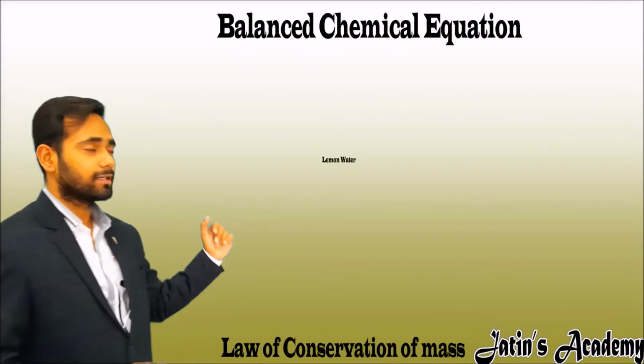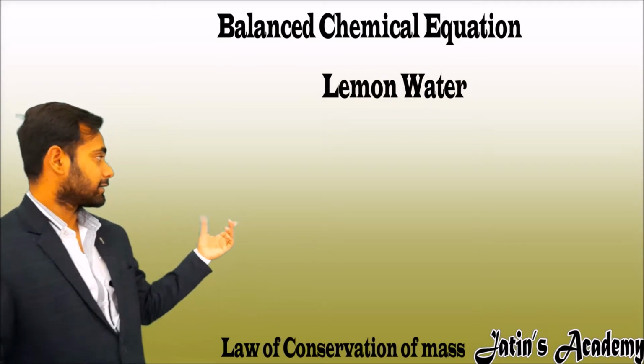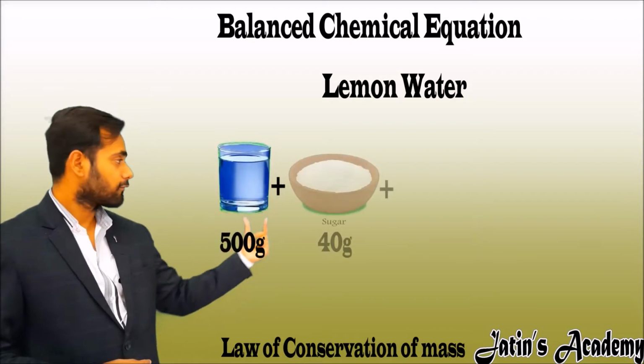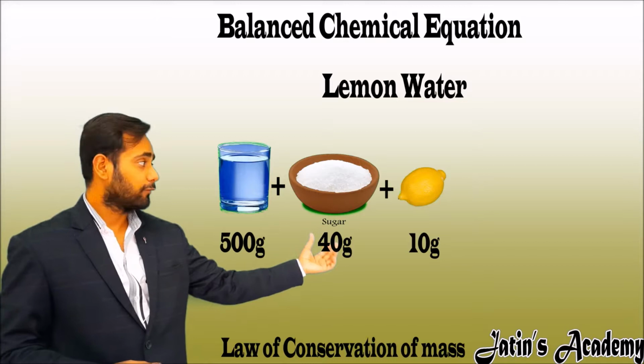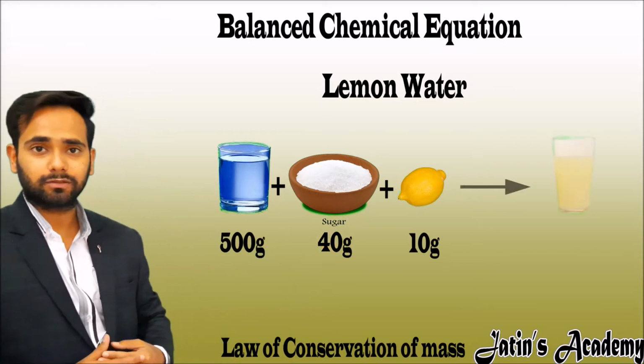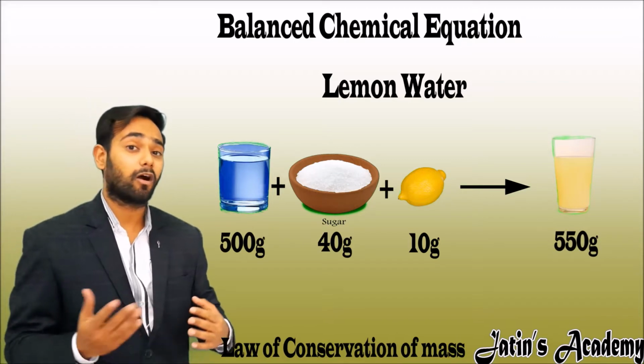Now let us make lemon water. We know how lemon water is made. Take 500 gram of water, 40 gram of sugar, 10 gram of lemon. And tell me, what is the mass of the lemon water? Yes, it's 550 gram. How do we know?